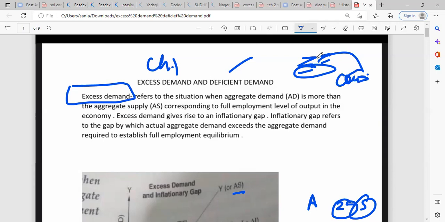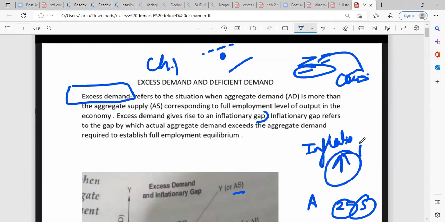Okay, ma'am, what is excess demand? Excess demand refers to a situation when your aggregate demand is more than the aggregate supply, corresponding to the full employment level output in the economy. So you have full output, but still there is more demand. And excess demand gives rise to an inflationary gap. When we were doing the banking chapter, we did inflation and deflation, right? When a lot of people demand, prices also increase. That is basically inflation, and the gap between this demand and this is the inflationary gap.